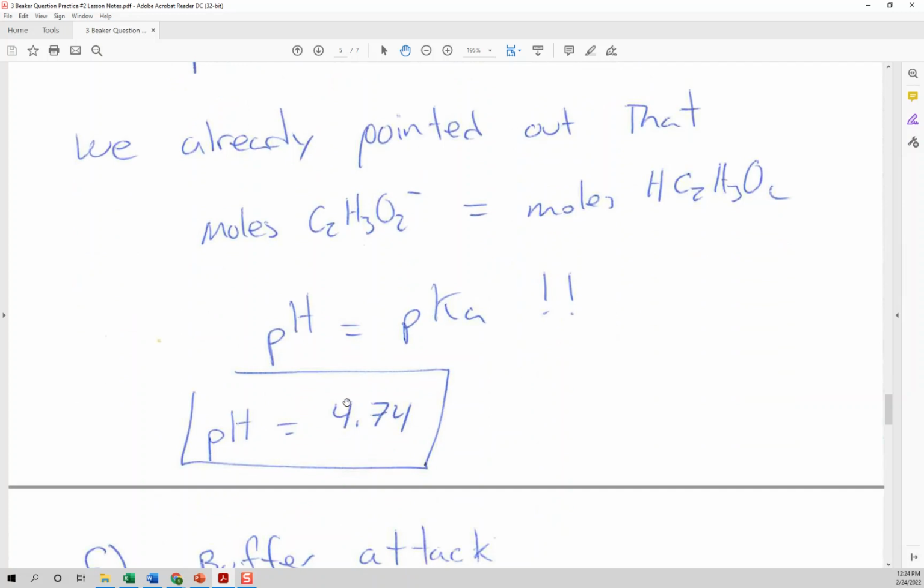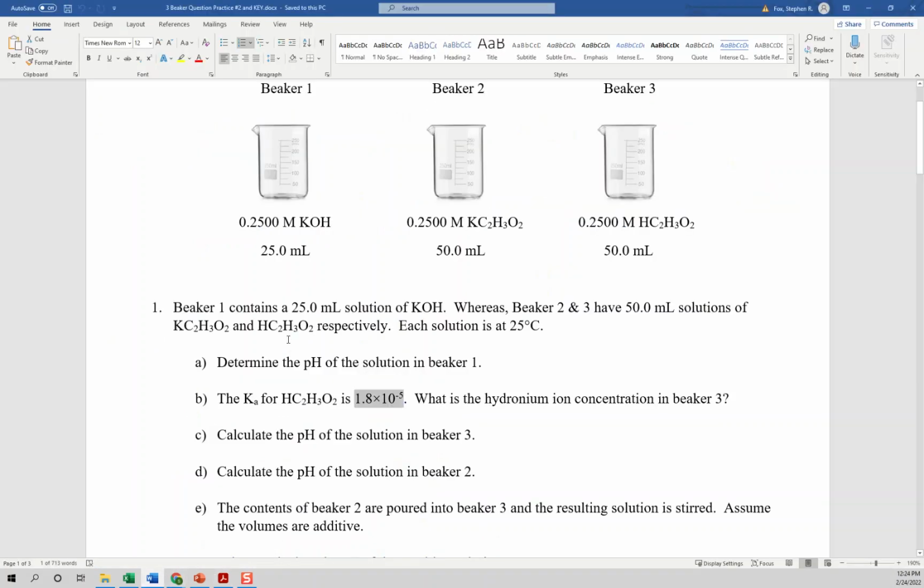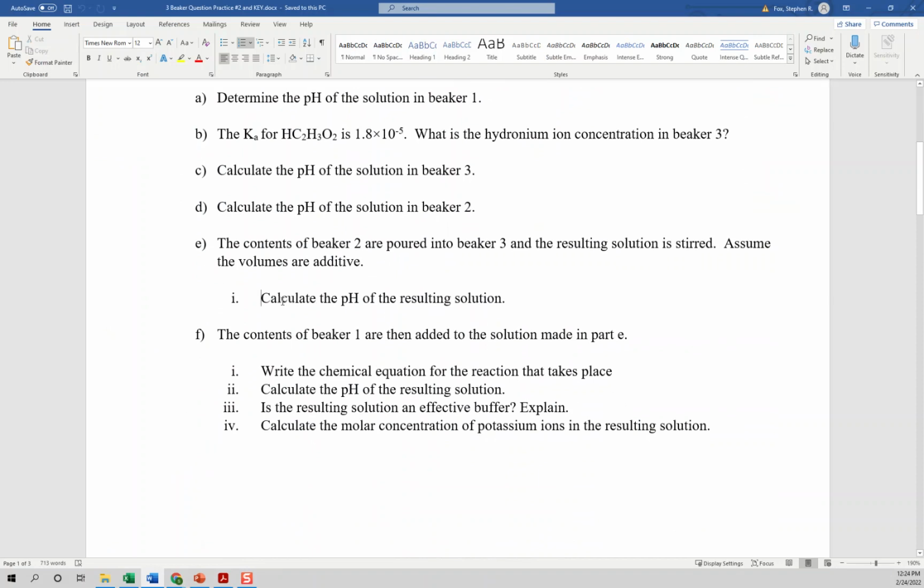So the pH of our resulting buffer solution after mixing beaker 2 and beaker 3, pH is 4.74. Okay? All right. So that was easy.